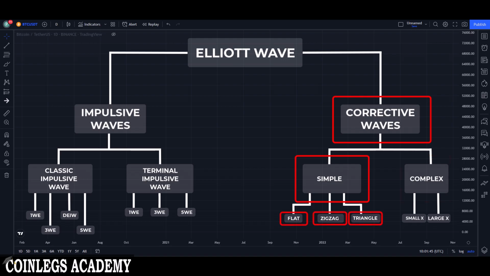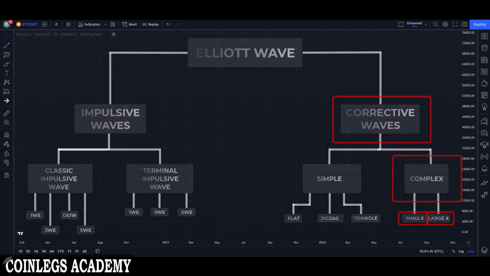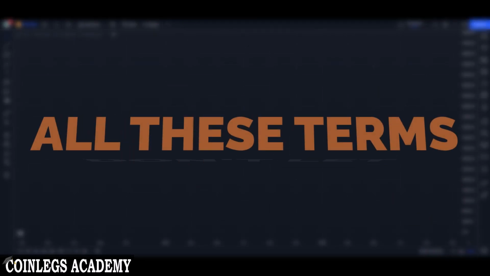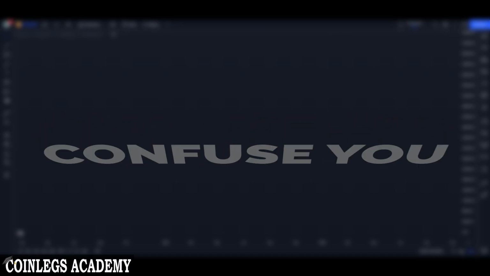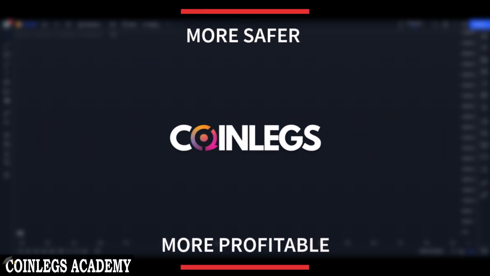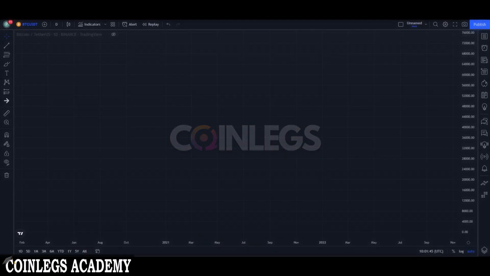The most important thing to know in the simple section is that they need to be verified. The complex part is called small X wave and large X wave. This part consists of combinations of simple waves. Don't let all these terms confuse you. You will feel more comfortable seeing how it all comes together. And CoinLex has the perfect solution for all this.